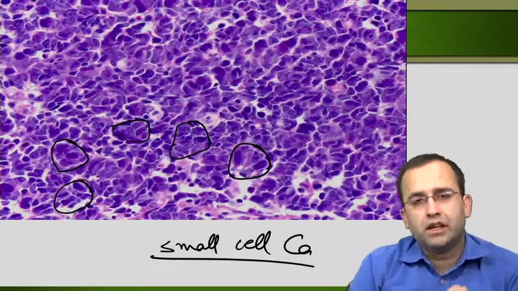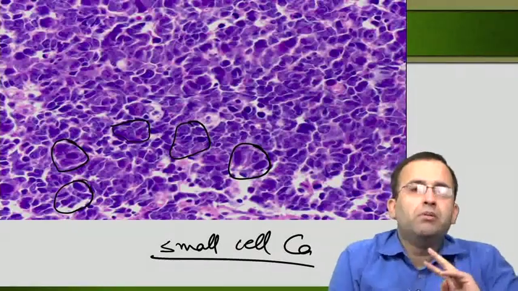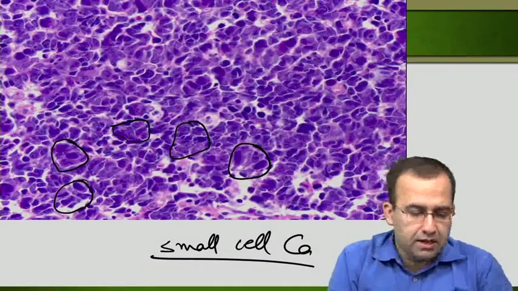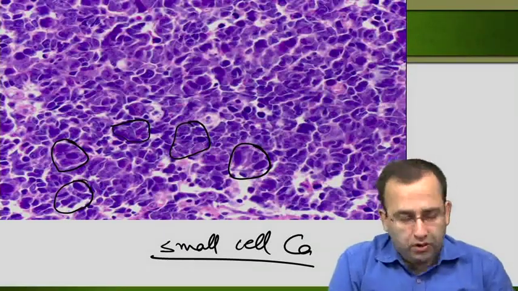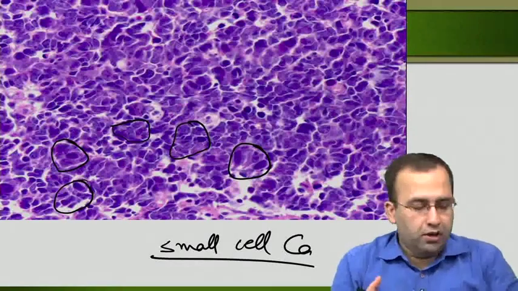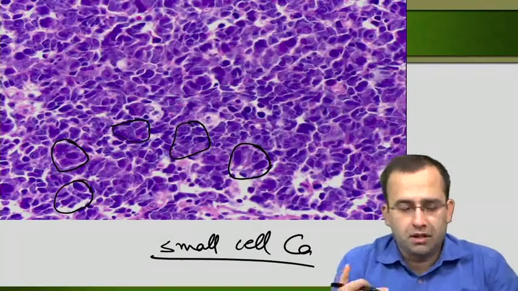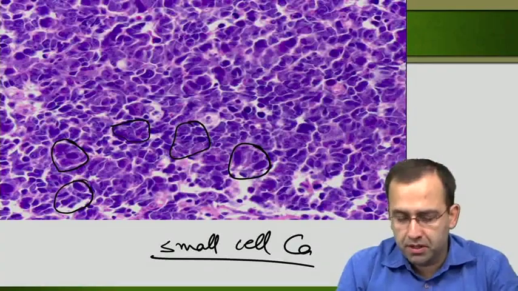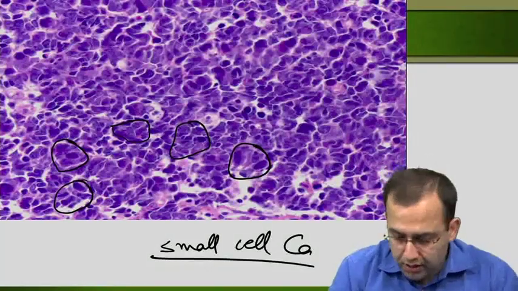Again an important slide. Only 2 slides have actually been repeated twice. One was Barrett's and the second is small cell. Not identifying this is wrong. You have to do this. I do not know how to sugarcoat my words. I am a non-diplomatic, blunt person. You have to identify this as small cell.